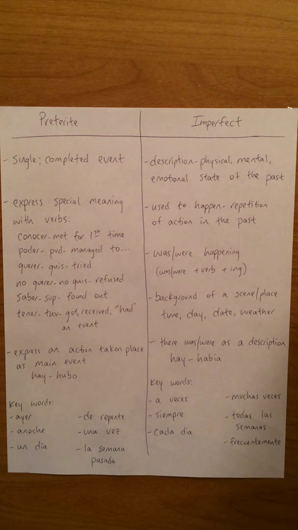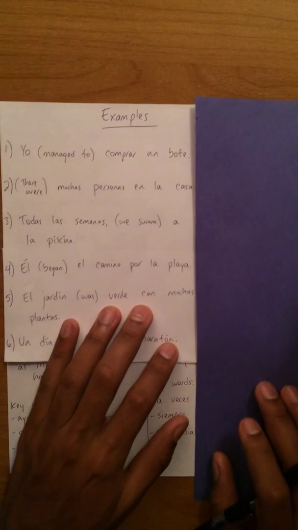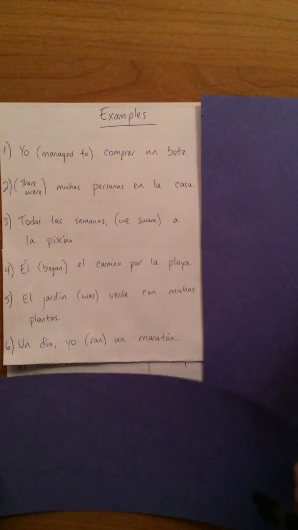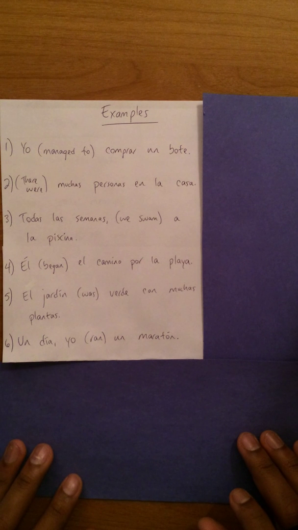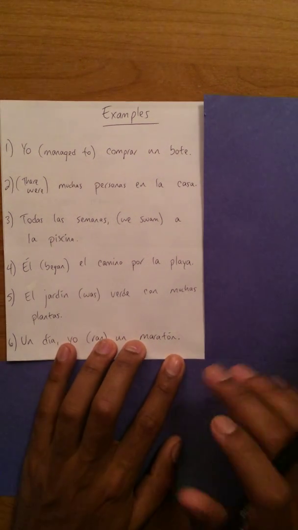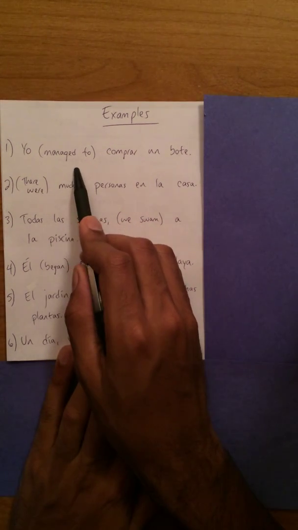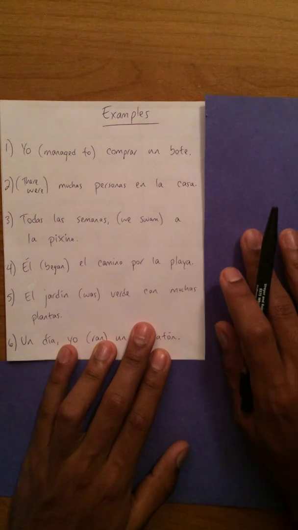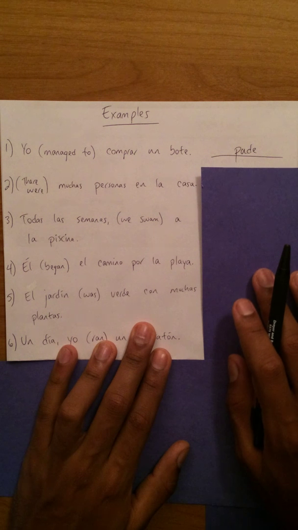And so now we're going to take a look at some examples and sentences and determine whether or not they are preterite or imperfect, as well as their conjugations. So for number one, yo managed to comprar un bote. And so we know that managed to is a special meaning in the preterite tense from the verb poder. And so if we conjugate that in the yo form, that's going to be pude.